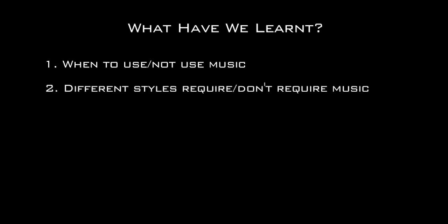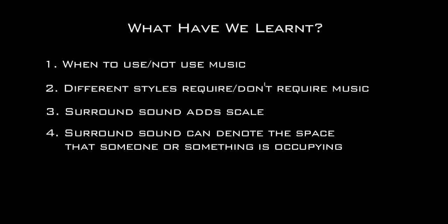Surround sound can add a lot to a film, particularly scale. It can be used to connote confusion, and it can disorientate the audience, which is useful, particularly in battle scenes, to make them seem more realistic. Surround sound can also be used to denote the space that a person, people, or object is occupying. For example, the two different armies in Saving Private Ryan.